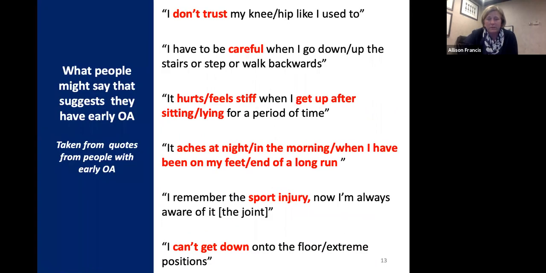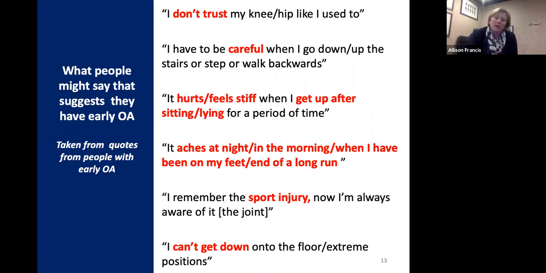So this is from the GLAD course. And some people will say, I just don't trust my knee. I have to be careful when I go up or down stairs. It feels stiff or hurts when I get up after I've been sitting watching a show for a while. When I get up, it really starts to be sore. It aches in the morning. It aches at night when I've been on my feet.